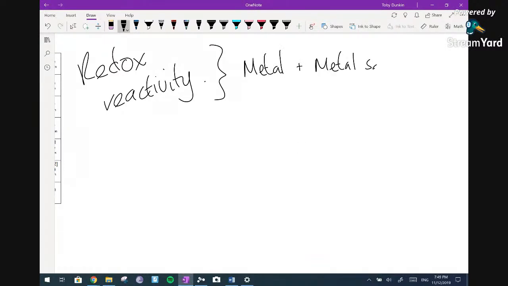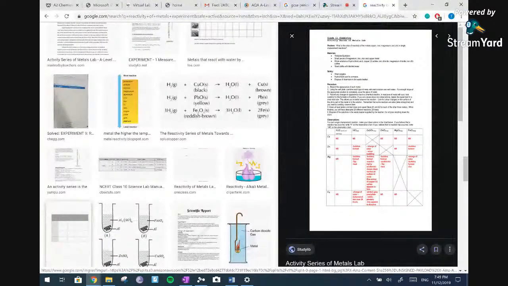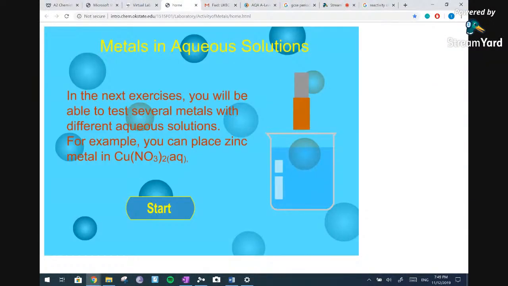Now I'll explain why. And I've actually found a rather lovely website. Let's see if I can find it. There we go. This is my lovely website. This is an introduction to chem from the OK State Education. I love that. I can't remember where it stands for, but it's somewhere in America, I think. But this university put together a really nice animation to show you what's happening with metals in their aqueous solutions.